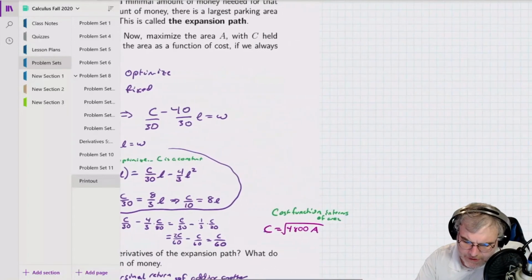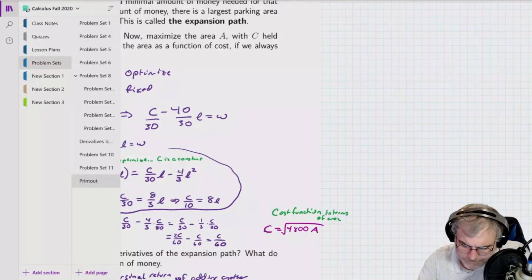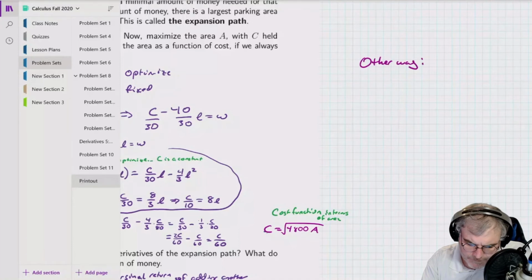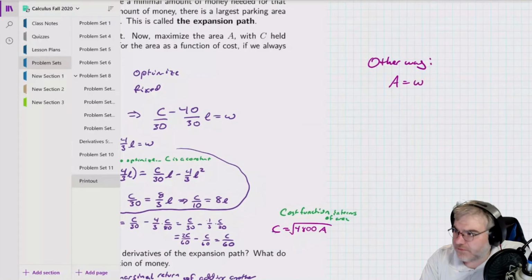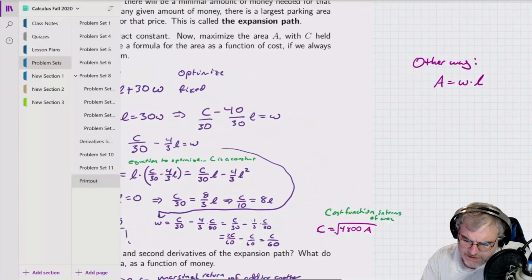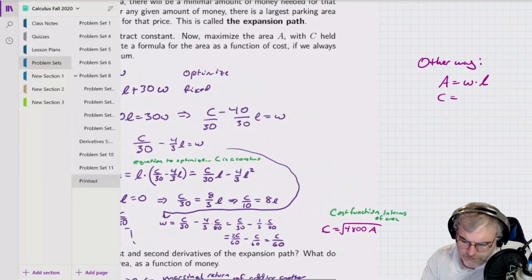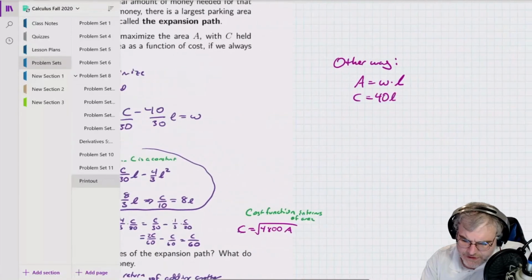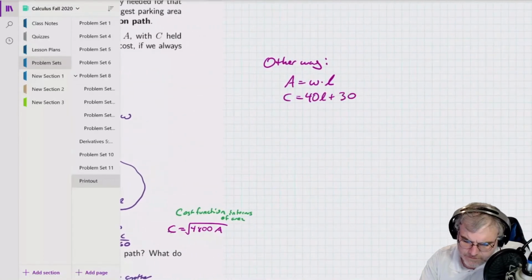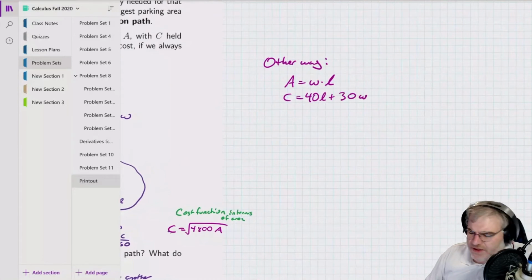So this is the other way. Okay? So here I had A equaled W times L. And I've got C equaled 40L. It was 40L, right? Yes, plus 30W. Okay? Now I'm just going to take the derivative of both and set them equal to 0.